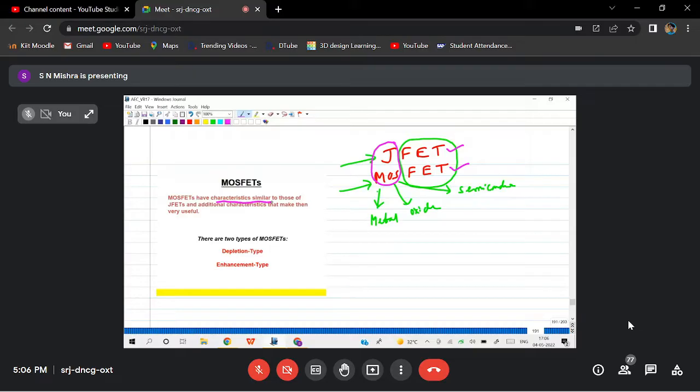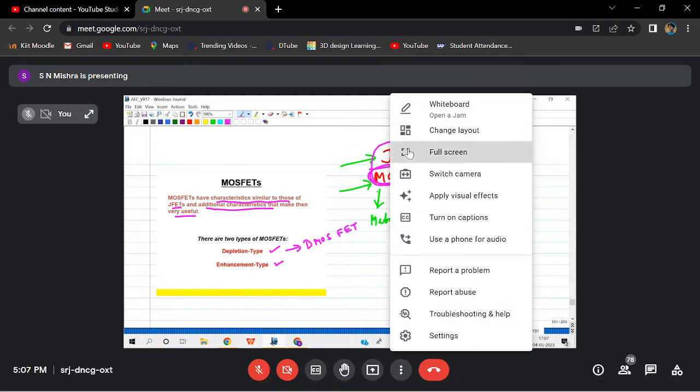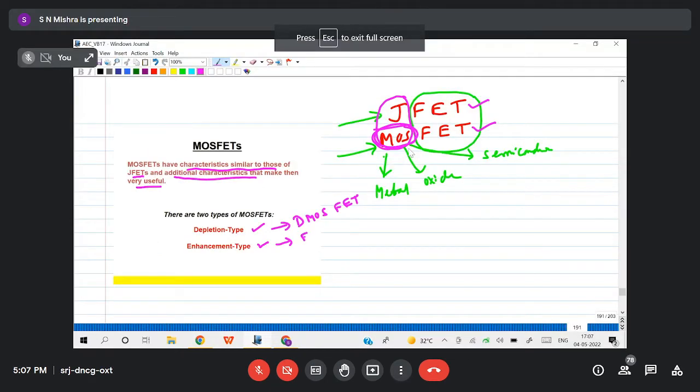Similar characteristics to those of JFET, and an additional characteristic is very useful in MOSFET. Due to the structural change, whatever advantages we have, that is useful. MOSFETs are of two types. One is the depletion type MOSFET, another one is the enhancement type MOSFET. The depletion type MOSFET is also known as D MOSFET, and the other is E MOSFET.